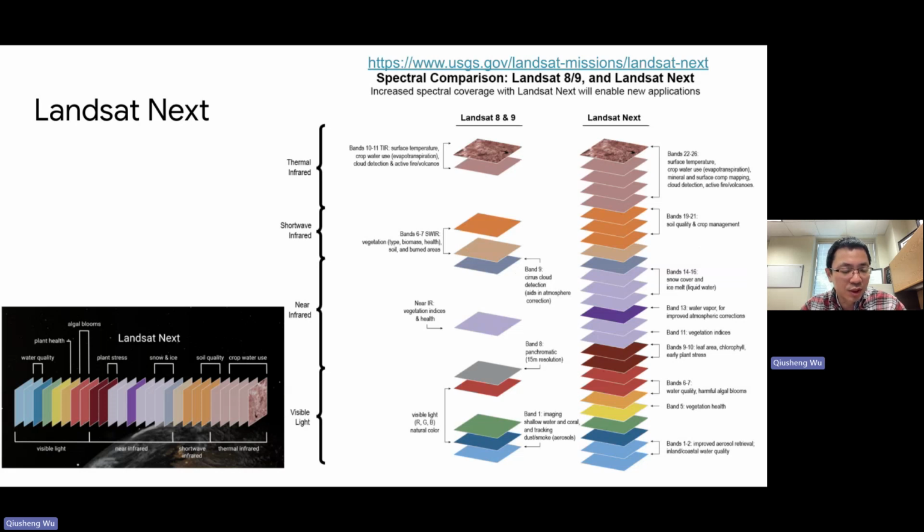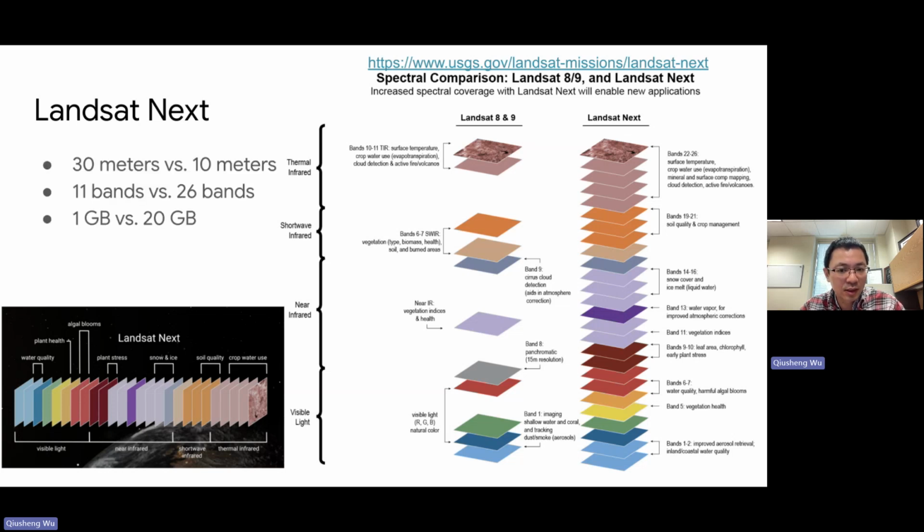And so if you're still using the traditional way to process data, you have not really been utilizing Google cloud computing or any cloud computing yet. You might want to prepare yourself for the next NASA Landsat satellite mission. Right now we have Landsat 8 and 9, with 11 spectral bands and 30-meter resolution. Landsat Next is going to be launched in 2030, 7 years from now, so it's going to increase to 10-meter resolution and more than double the spectral bands to 26.